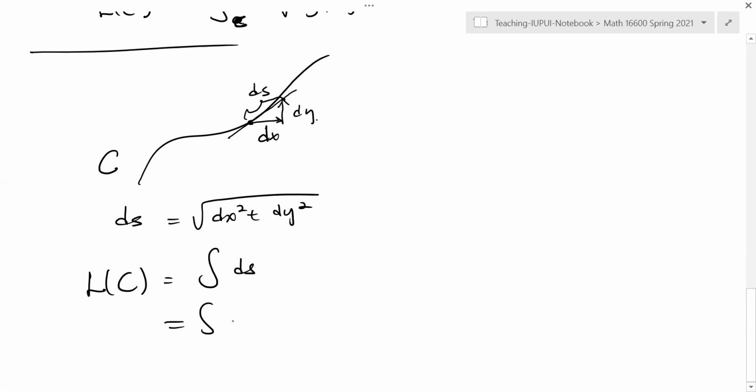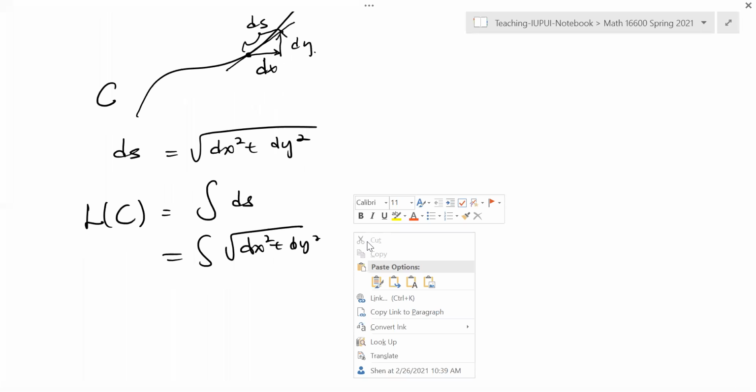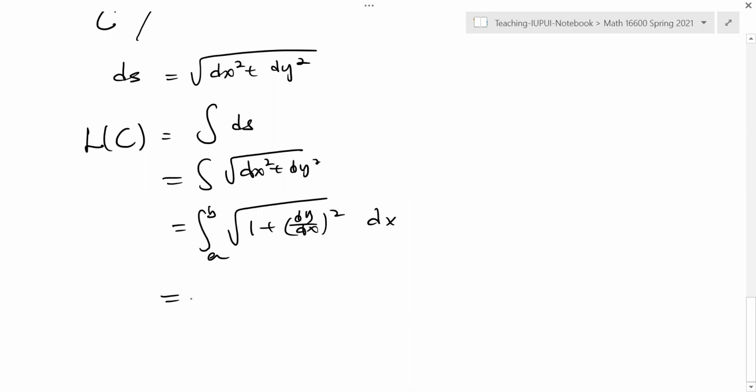Then ds now can be changed to the square root of dx squared plus dy squared. Then it's up to you whether you want to take a dx out or take a dy out. So if you take a dx out, you get the square root of 1 plus (dy/dx) squared, times dx, and then you must have an interval here. Or if you take a dy out, that will be the square root of 1 plus (dx/dy) squared, times dy. Okay, so there are several formulas.